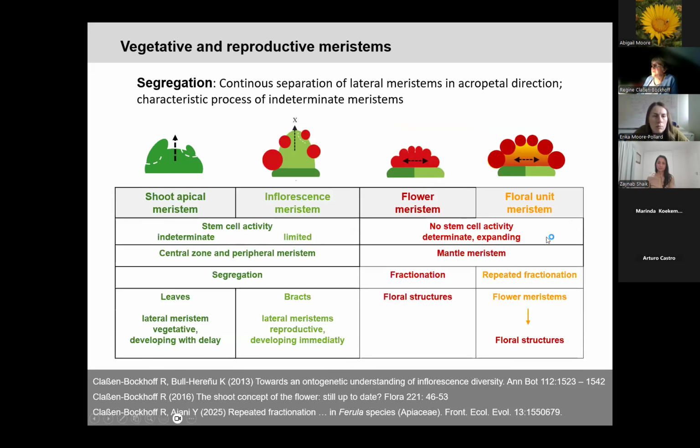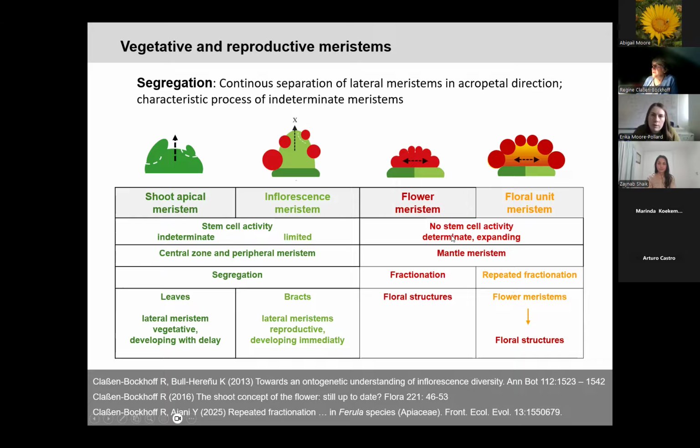So we have seen that capitular meristems can form Syncephalia, and with this little table, I like to explain the different meristem types. So the flower meristem is determinate. It has no stem cell activity and can expand during fractionation. Histologically, it has a mantle meristem, and the process of subdivision is fractionation, with the result that floral structures appear.